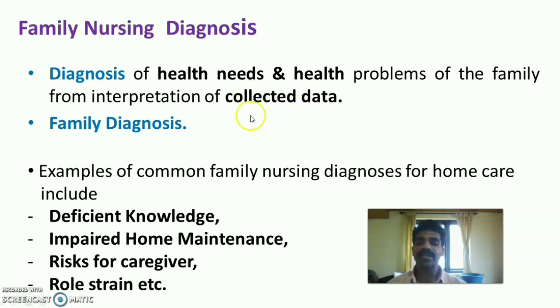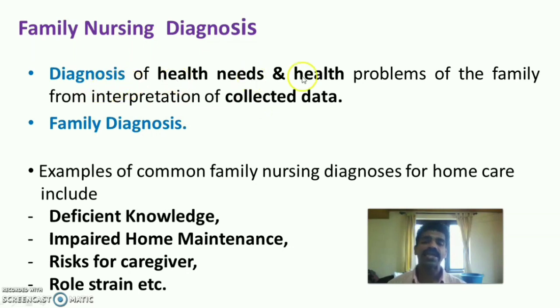So after collection and analysis, we make a diagnosis. So diagnosis of health needs and health problems of the family from interpretation of the collected data. This diagnosis is called family diagnosis. So when we do nursing diagnosis in the family, we call it a family diagnosis. When we do it in the community, we call it a community diagnosis. Otherwise, we call it an individual diagnosis.